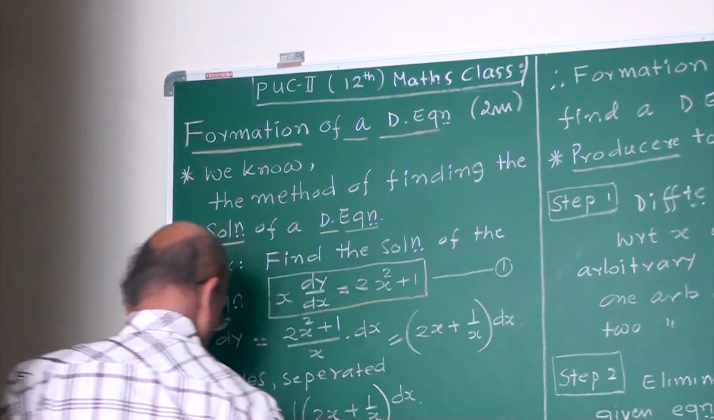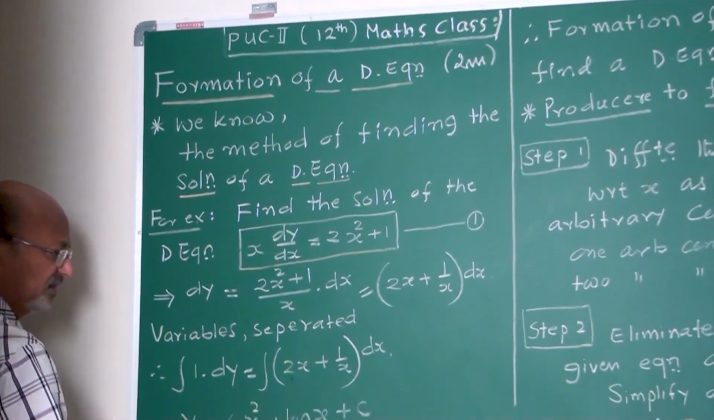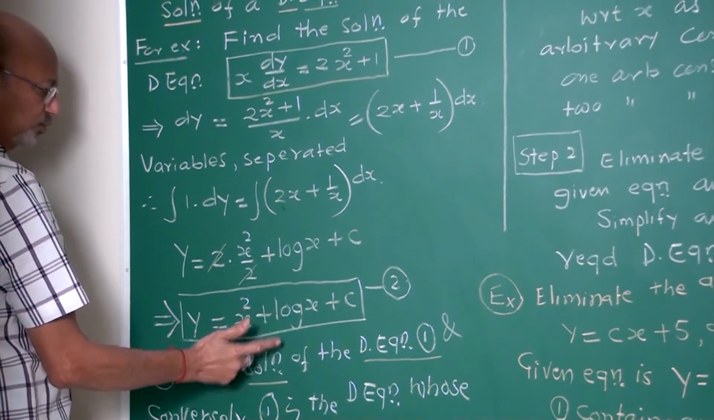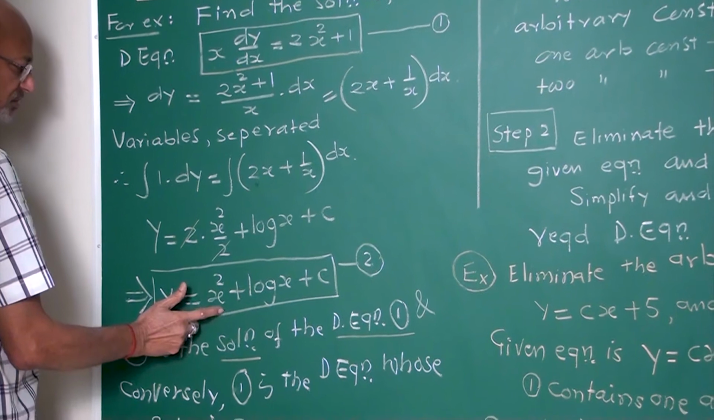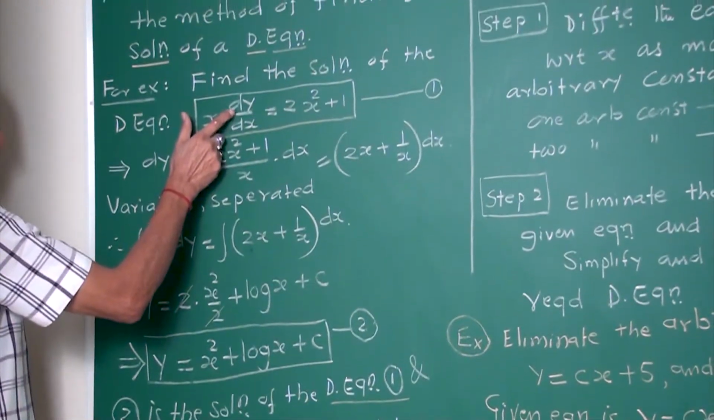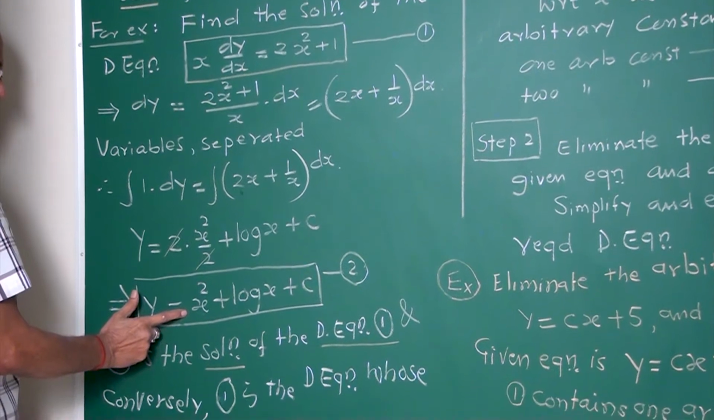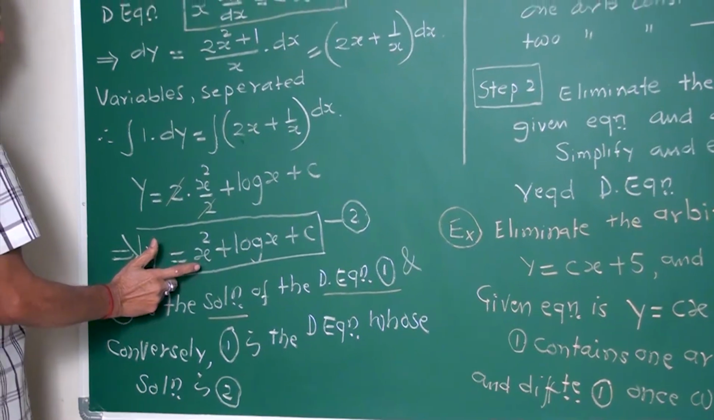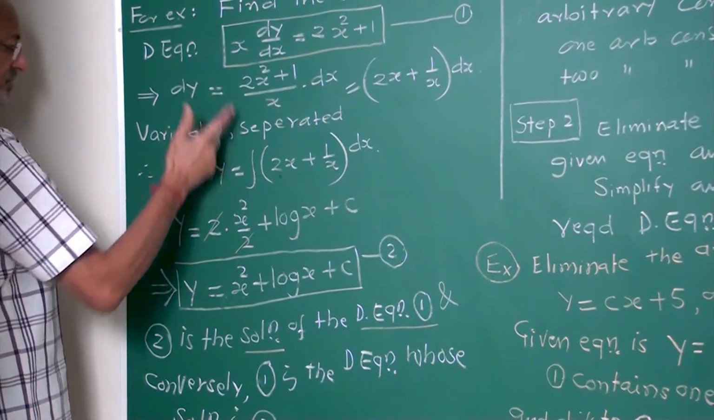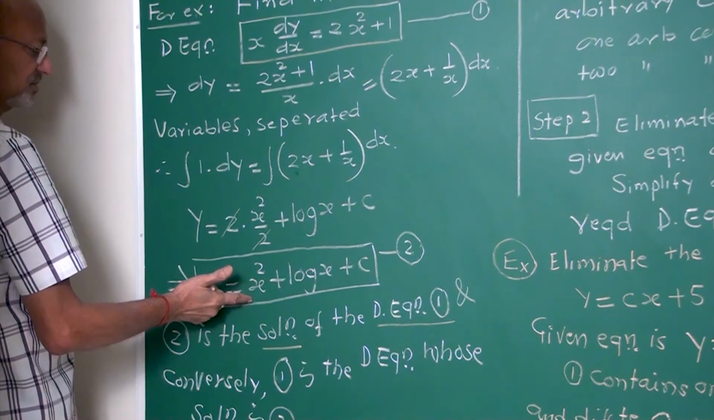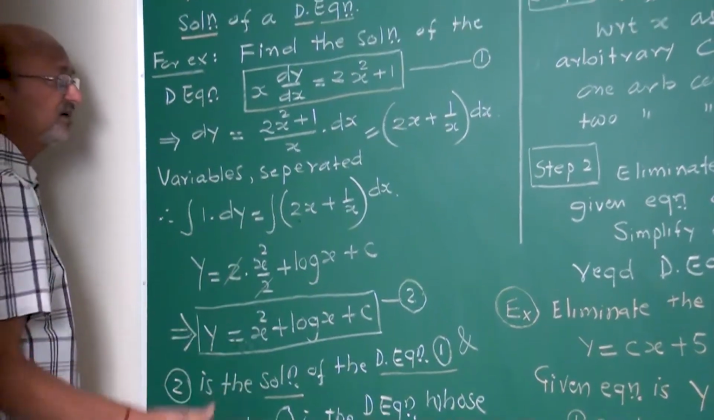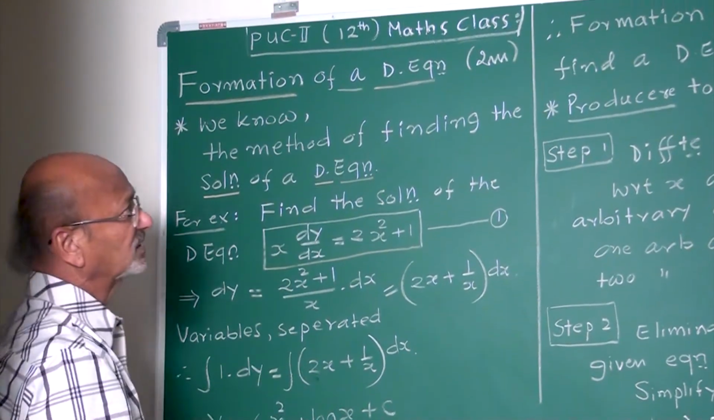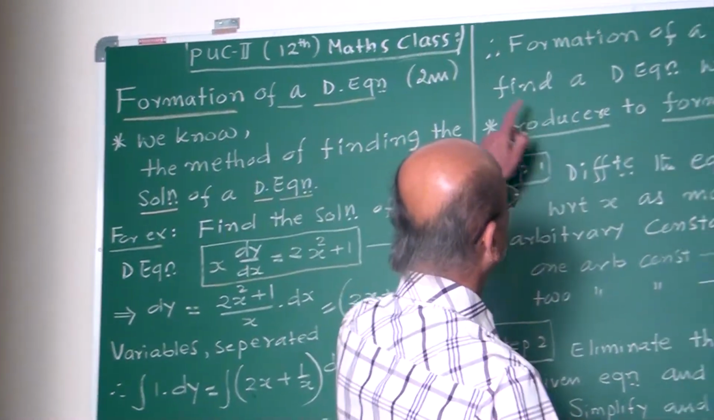Here, my friends, conversely, one is the differential equation whose solution is given by equation 2. So from differential equation to solution, and in reverse, from solution to differential equation. How to find a differential equation when the solution is given? That method is known as formation of a differential equation. I have written one line here, my friends.